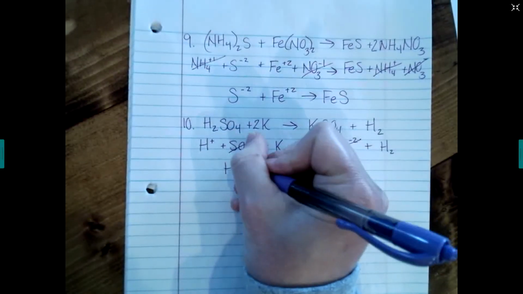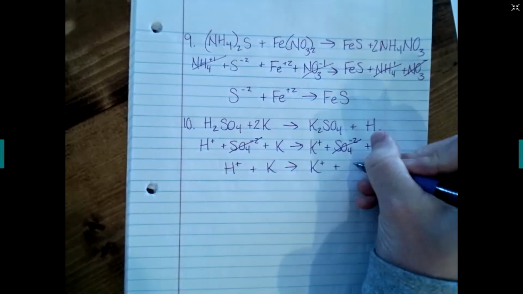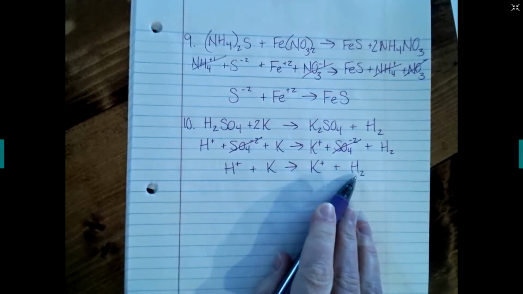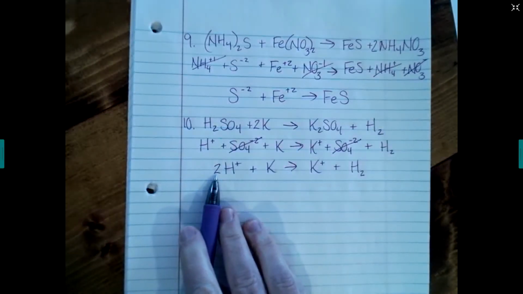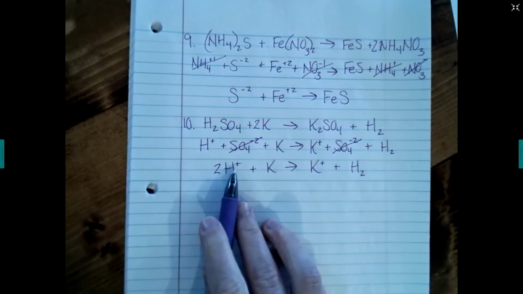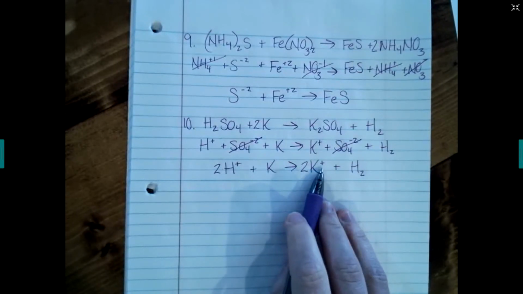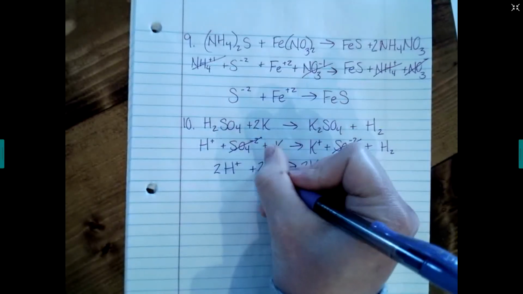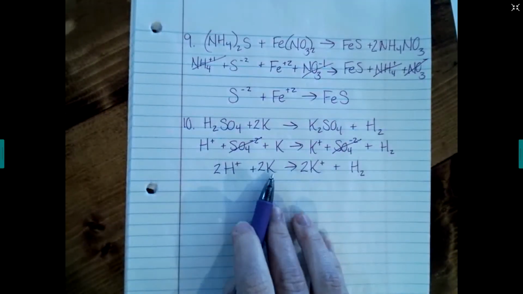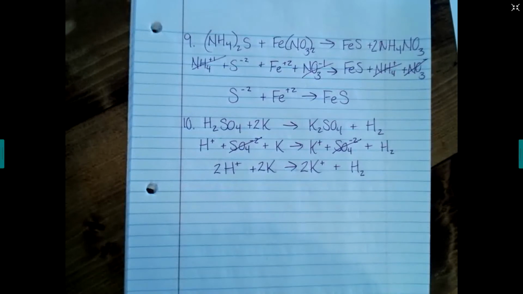So we've got hydrogen ion plus potassium metal yields potassium ion and hydrogen gas. We have 2 hydrogens on the right, so I need to put a 2 here. Putting that 2 here gives me a +2 charge, so I need to put a 2 in front of my +1 charge on the right side. So it's +2, +2, and now I have 2 potassiums, so I need to balance my potassium atoms. So my charges are now balanced, my atoms are now balanced, and I am done.